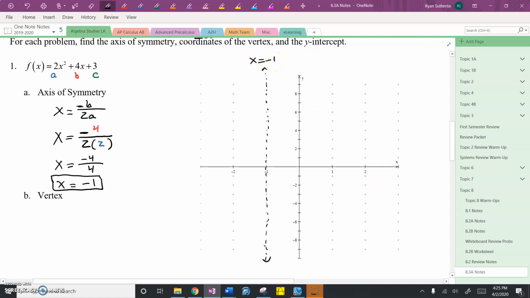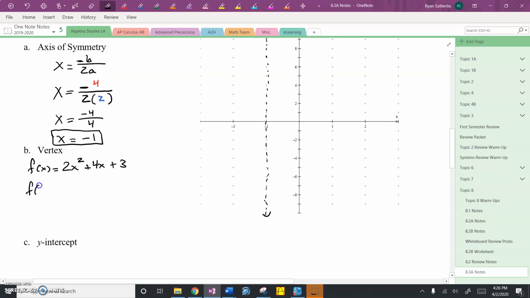x equals -1. Now, for the vertex. Well, we know already that -1 is the x-coordinate of the vertex. So what we do now is we write our function: f of x equals 2x squared plus 4x plus 3. And now we're going to plug in -1 for x.